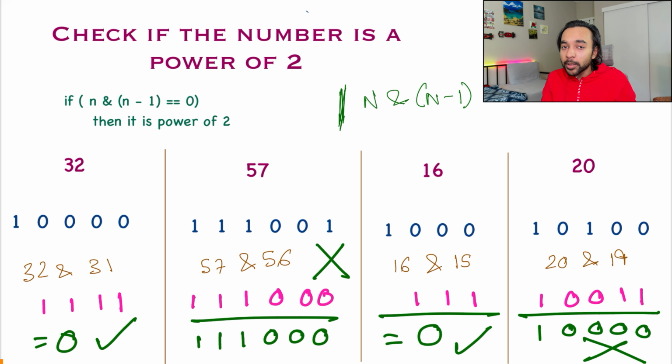So my solution becomes very, very simple. I can just say if n and n minus 1 equals 0, then this number is a power of 2. Otherwise, it is not. Notice how efficient this method is. If you had gone the traditional route, you would start a for loop and keep on dividing by 2, keeping track of many different things. And what if you had to do it for 1,000 numbers? This will end up taking so much time, correct?